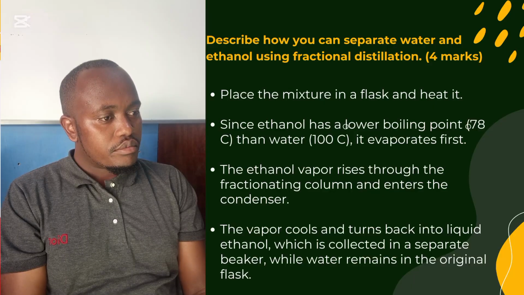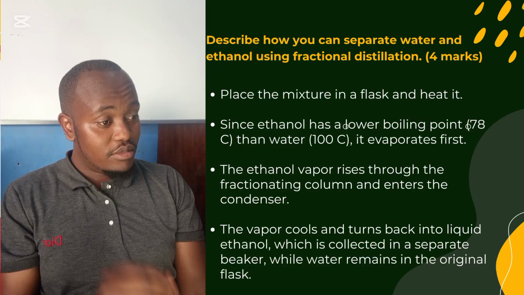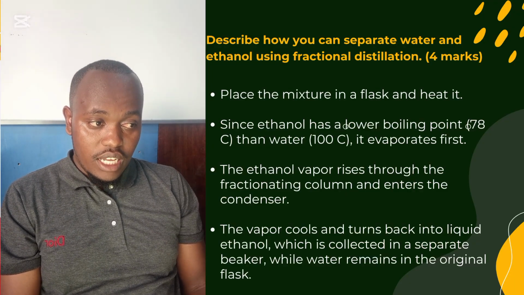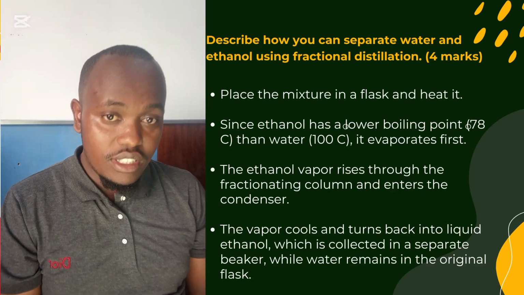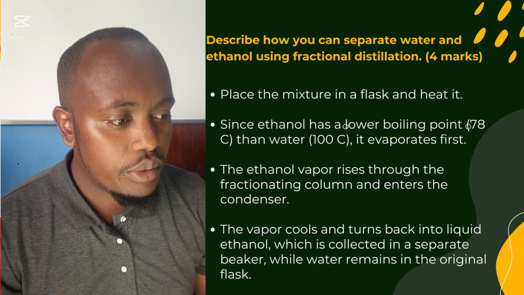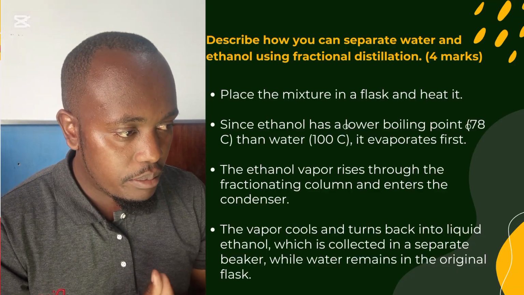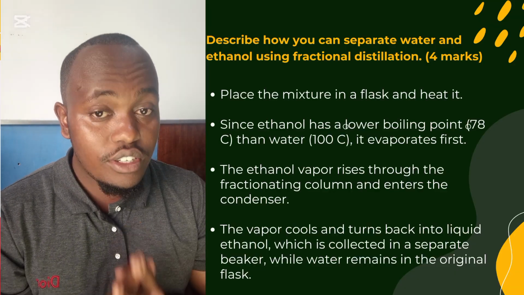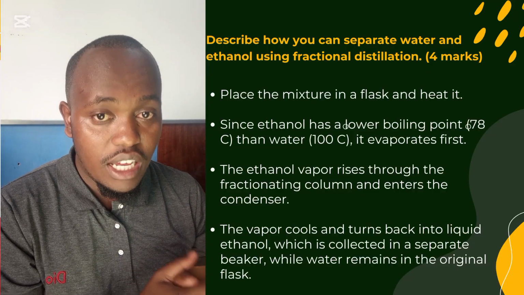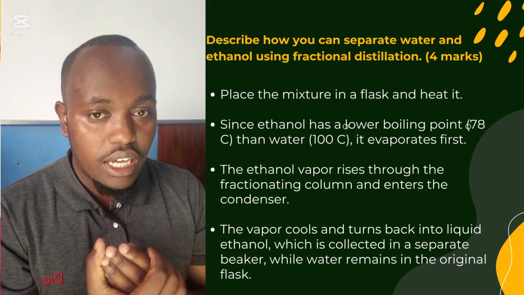We also have this question. Describe how you can separate water and ethanol. We are on the same topic. We are still in the topic of mixtures. How can you separate water and ethanol using fractional distillation? The first thing you need to ask yourself when you are given such a question, especially when they have specified the method fractional distillation, we know fractional distillation is based on the knowledge that the mixtures involved have different boiling points. In this case, we know ethanol and water have different boiling points.